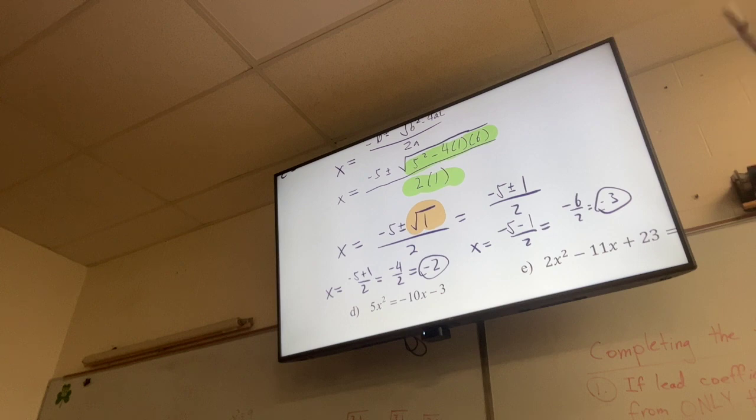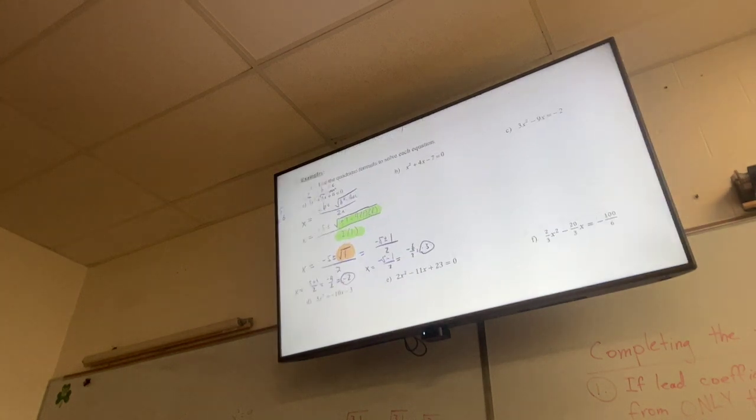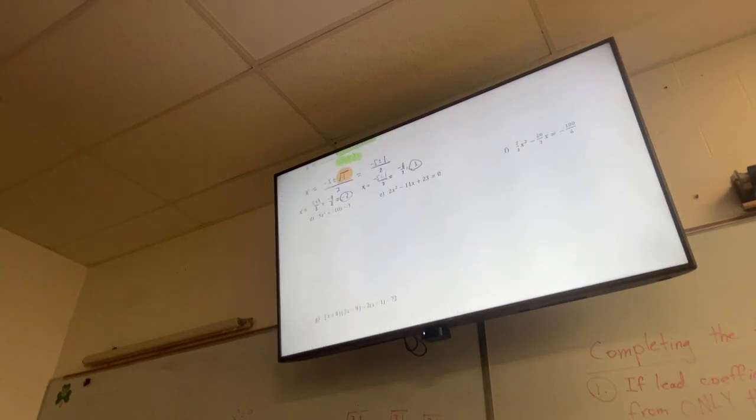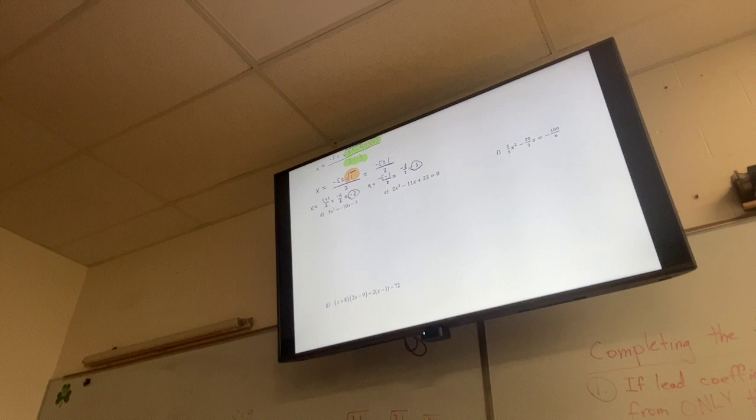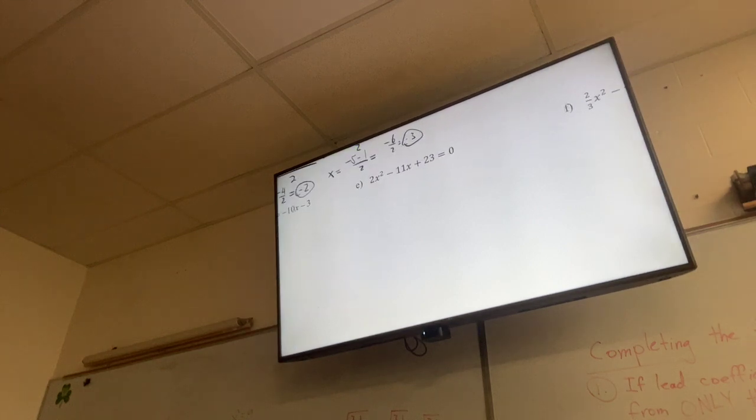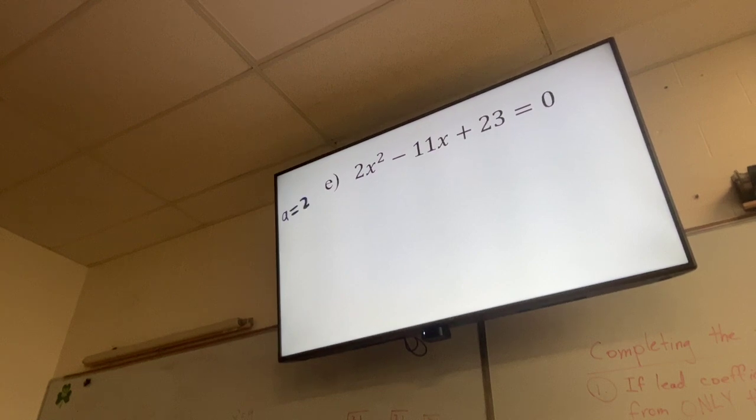If we said minus 7, would we put negative 7? Yeah, c would be negative 7. I'm actually going to use part E next, because that's a really good one to illustrate with. What's my a here? 2. My b is what? Negative 11. My c is 23.